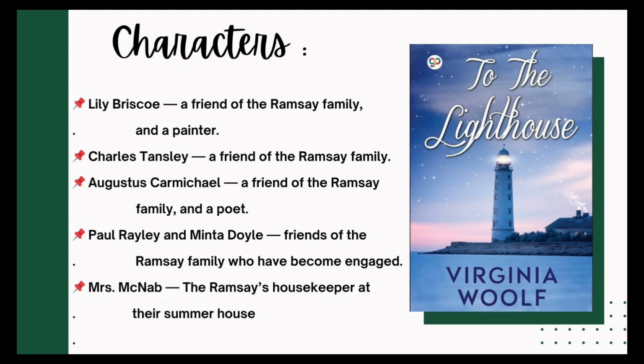Next is Paul Rayley and Minta Doyle, friends of the Ramsay family who have become engaged thanks to Mrs. Ramsay. However, they are late to the Ramsay's dinner party in part 1, which angers Mrs. Ramsay. Then the last character is Mrs. McNab, the Ramsay's housekeeper at their summer house. During part 2, she is the only character whose internal monologues are featured. Since she is not part of the family or a close friend, she provides more of an objective, distant account.